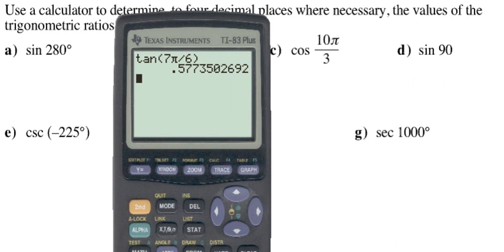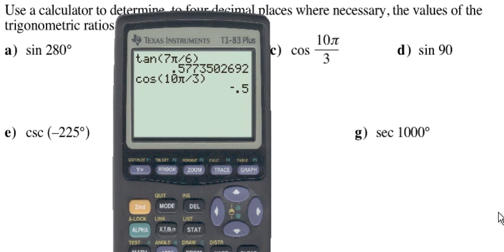Cosine 10 pi by 3. I'm already in radian mode, so no need to change for this. Minus 0.5.